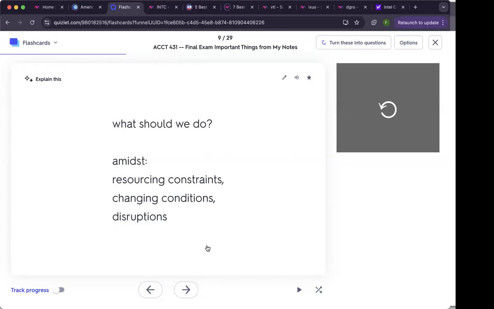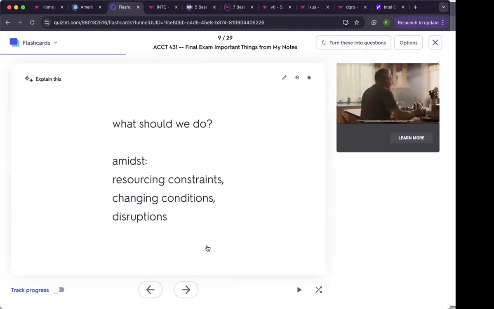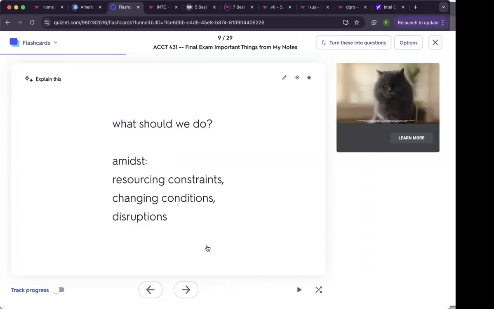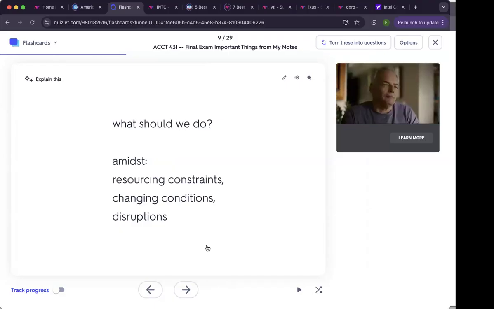We're limited. Conditions are changing. For example, the political landscape is always changing. Competitors are always doing new things, which leads into disruptions, like disruptive innovation.